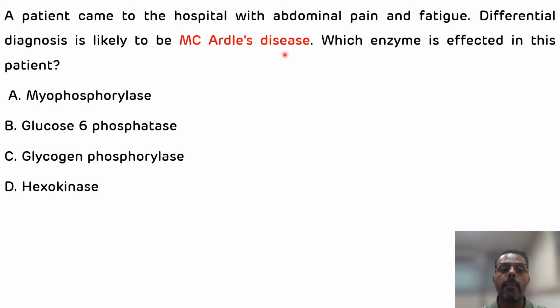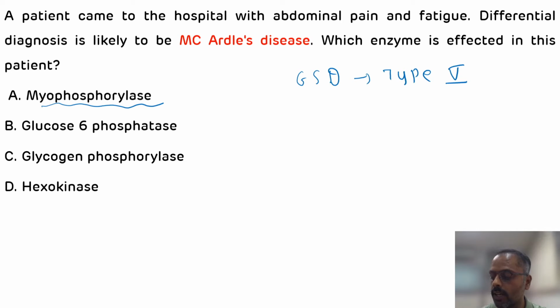Another question: a patient came to the hospital with abdominal pain and fatigue. The differential diagnosis is likely to be McArdle's disease. Which enzyme is affected in this patient? And the options are myophosphorylase, glucose-6-phosphatase, glycogen phosphorylase and hexokinase. The diagnosis is already given in the description, that is McArdle's disease, which is a glycogen storage disease. Basically it is type 5 glycogen storage disease, and it occurs due to the deficiency of myophosphorylase. So the correct answer is A.